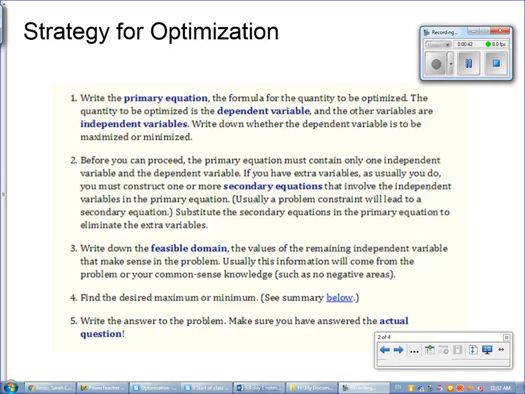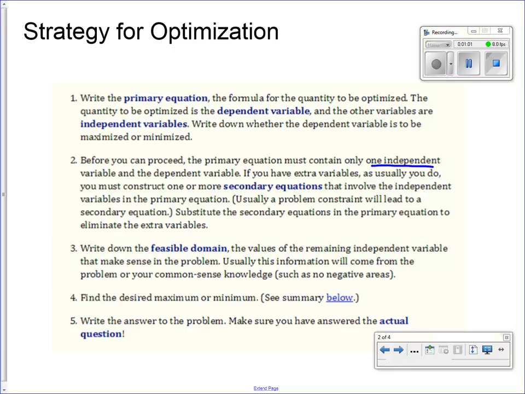So here's our strategy. There's a lot of words here. See if you can sort of summarize this to put it in your notes. So first you're going to write what we're going to call a primary equation. It's the one that has the quantity that you're trying to optimize. Secondly, you have to check that your primary equation has only one independent and one dependent variable. So if you have more than just two variables, an input and an output, you're going to need a secondary equation, and you're going to use that to sort of transform your primary equation. I'm going to show you how to do this here shortly.